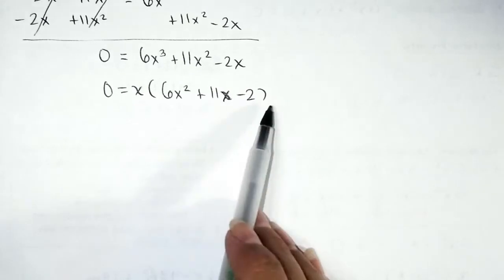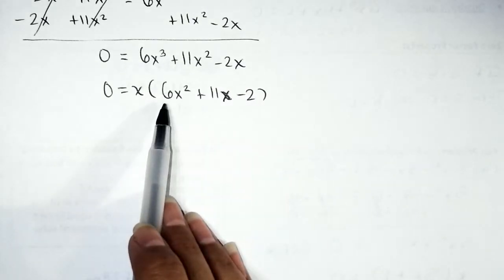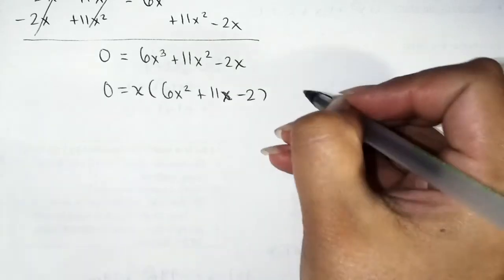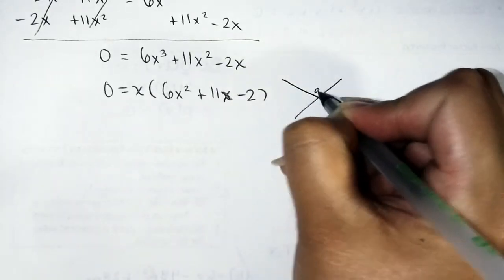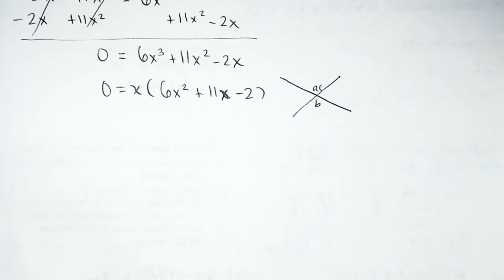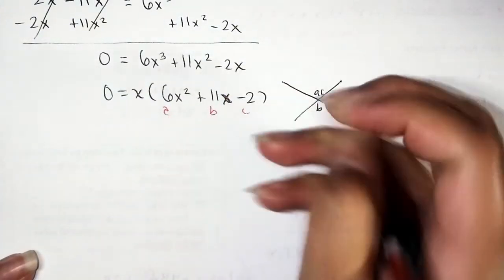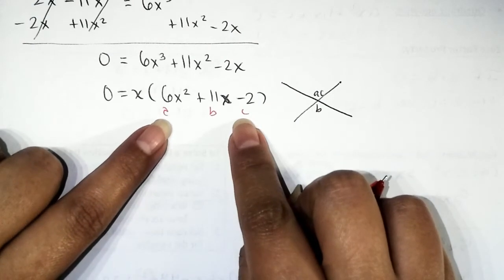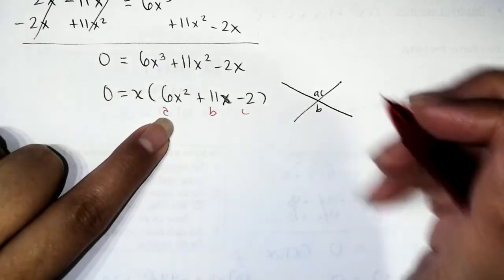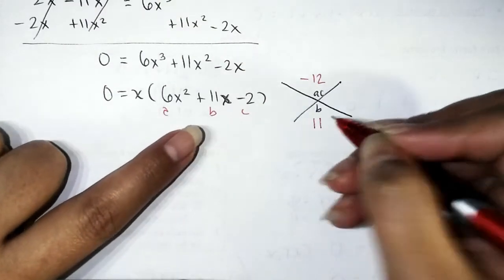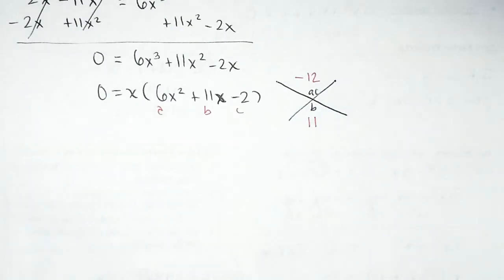Because it's a trinomial, and the leading coefficient is not 1, we're going to go ahead and use the AC method to factor. So AC method, let's go ahead and do the corresponding x game. We want factors of AC that add up to B. So we want factors of A times C, namely 6 and negative 2. Product gives us negative 12. And the value of B is 11. So we want factors of negative 12 that add up to 11.